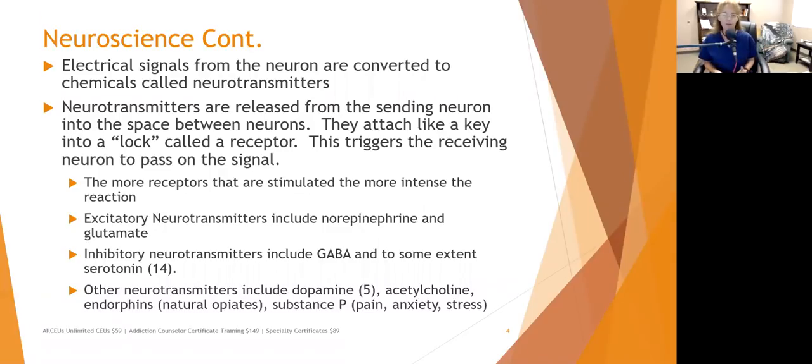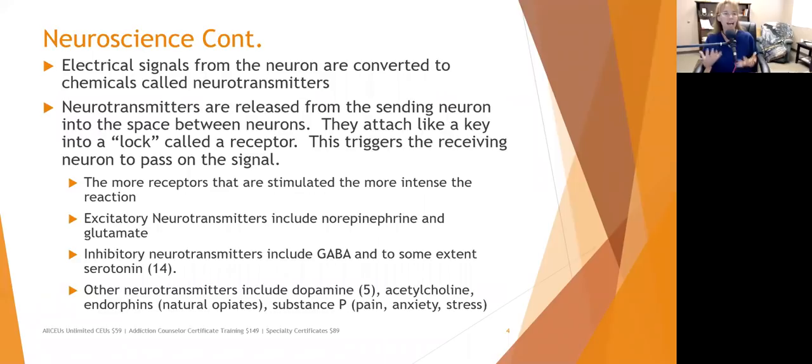Other neurotransmitters that we hear about a lot include dopamine, and dopamine has at least 5 functions. It is our pleasure chemical. So if we secrete a lot of dopamine, it's going to tell us, do that again. It helps us concentrate and learn, and it motivates us. So dopamine is really important. Acetylcholine, that's another one of those neurotransmitters. It's more involved in schizophrenia.